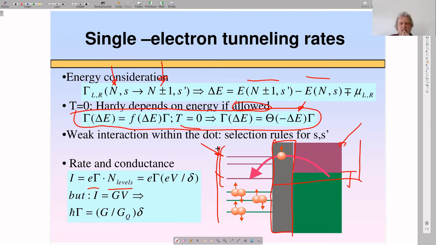Let me understand now that this number of levels is proportional to the voltage which one applies to the quantum dot. So we have current proportional to voltage, which means that we have conductance. So we can relate it to the conductance of the barrier. This gives us the estimation for this rate: the rate gamma is the conductance of the barrier in dimensionless units times the level spacing in the dot.